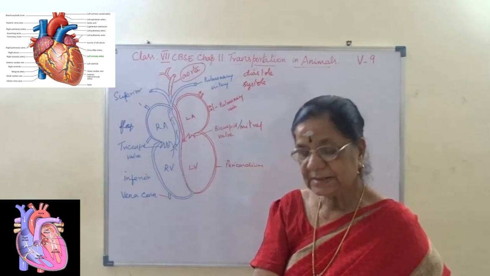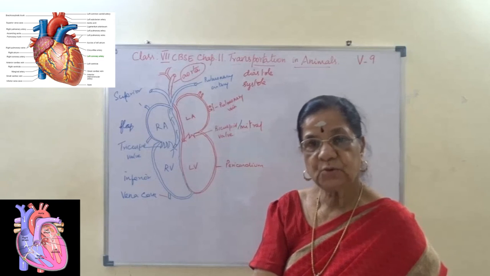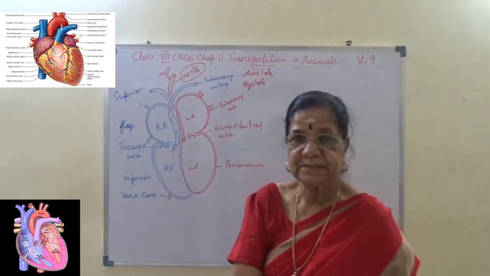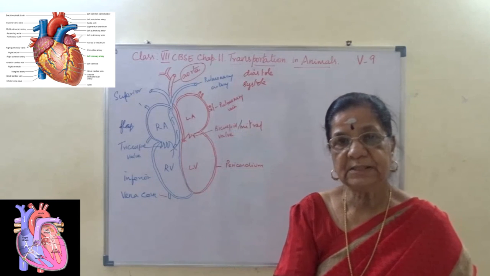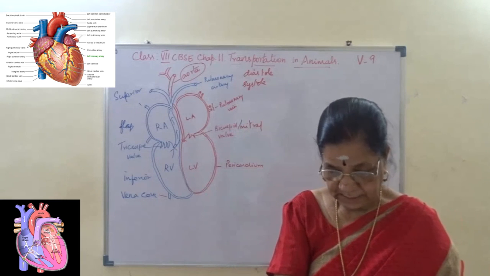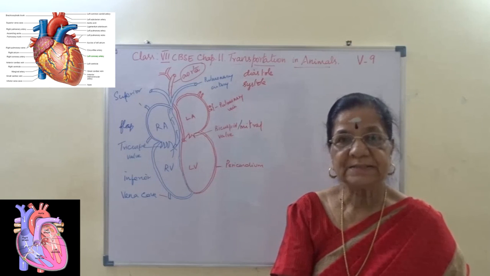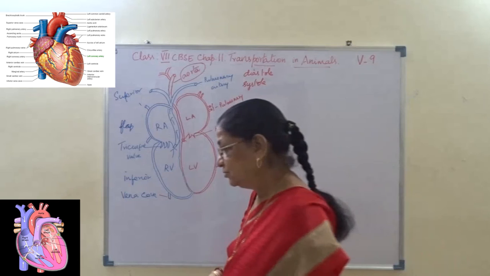Whereas veins carry blood from organs to the heart. They carry deoxygenated blood except the pulmonary veins. The wall is thin and elastic. They are found superficially and valves are present. I hope you understand. So first we will recap.